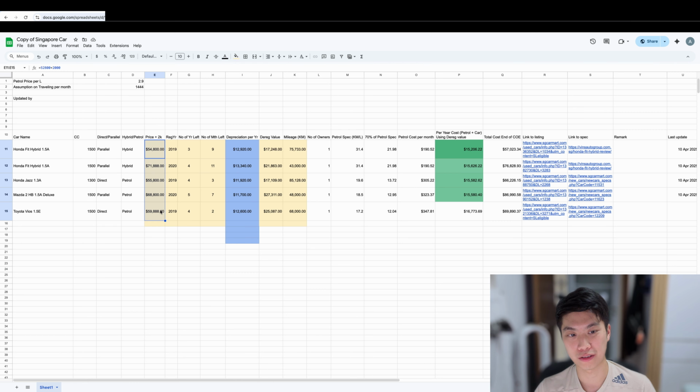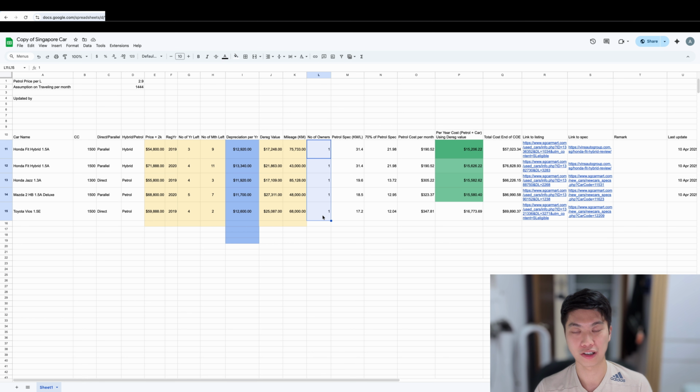The 2K is just for me to assume the deposit price, and this is the registration year, and based on that I see when the COE ends. For this first car, it had 3 years and 9 months left. Then I calculate the depreciation per year, which is shown on SG Kamat, so I just put it inside, and also the degrade value. Then this is the mileage of the car if you buy it, and the number of owners.